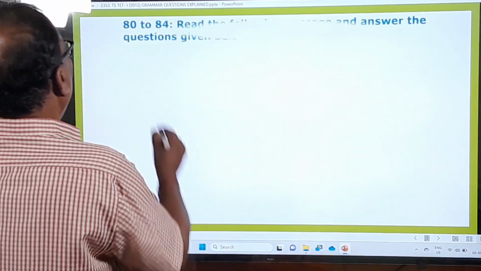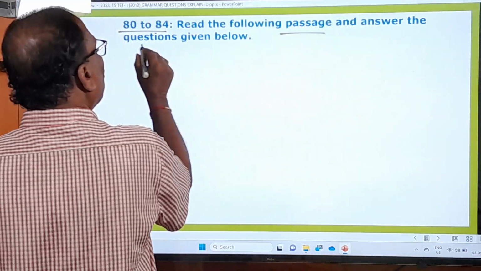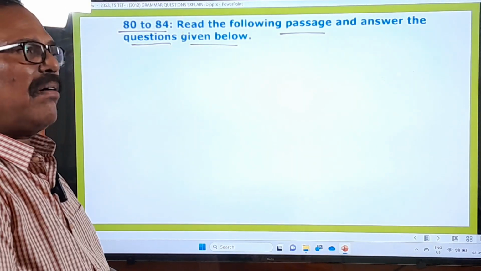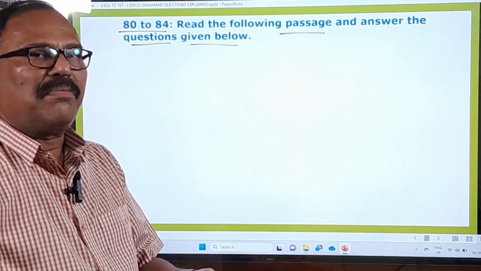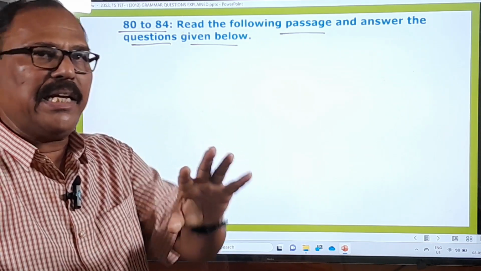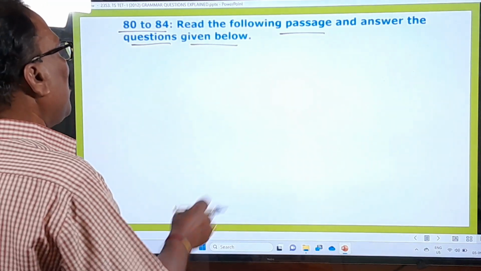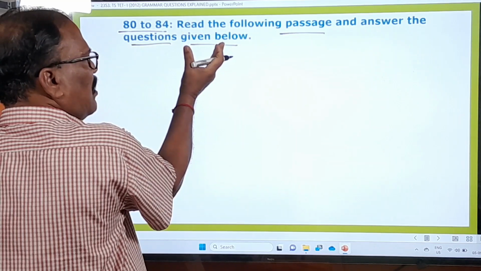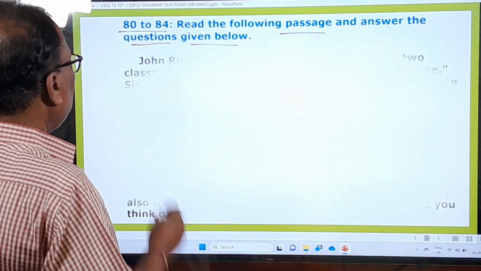Okay. 80 to 84. Read the following passage and answer the questions given below. So some passage is given here. Every time in the TET question paper, I am coming across a passage with 5 questions, with 4 options under each question. Okay, that is there every time. And here also you are going to be given 5 questions. 80 to 84 means 5 questions. You have to read the passage and answer those questions. That's all. And what is the passage given here?